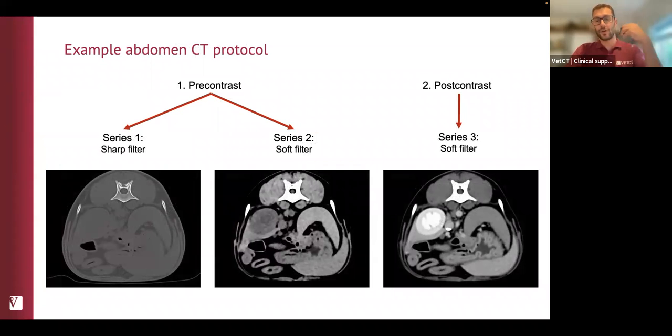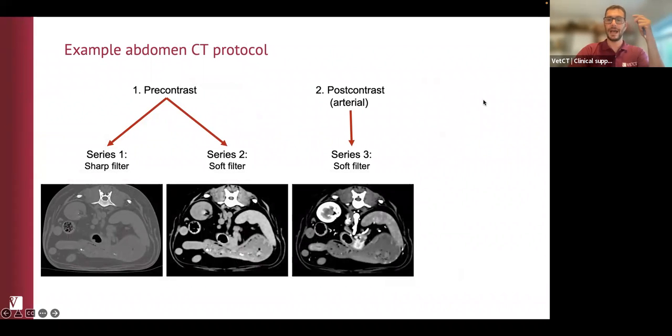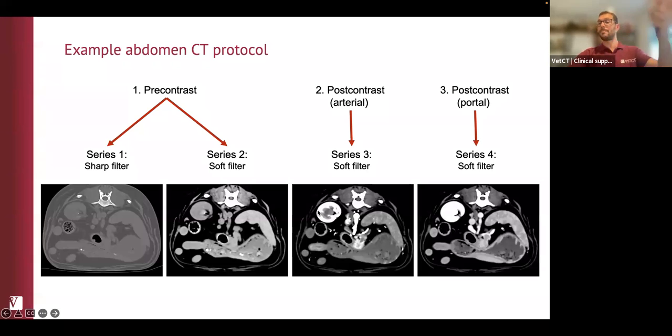Now, if your protocols get a bit more complex, so let's say you are doing a 2-phase study, you will obviously be adding more series. So this abdominal protocol, we've got pre-contrast, we've got a bone and a soft tissue. Now we've done an arterial phase, and we are going to process it with a soft tissue filter matching that. And now we do, let's say, a portal phase, and you could add another one and so on. So generally for this post-intravenous contrast series, we just do the soft filters, okay? And they are all necessary generally.